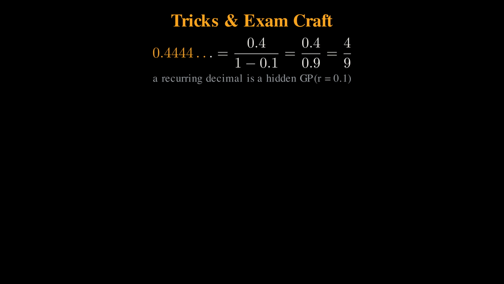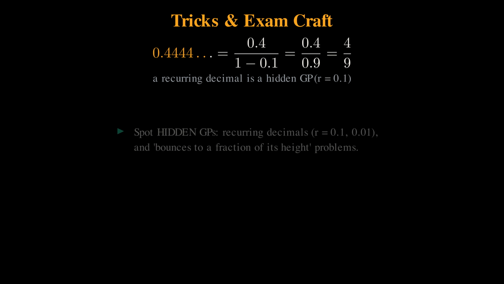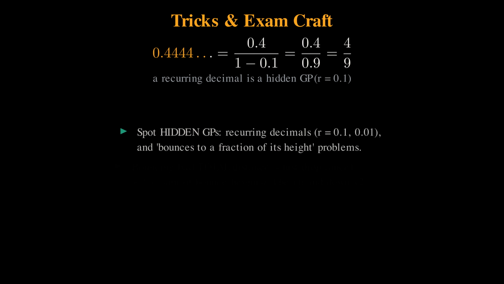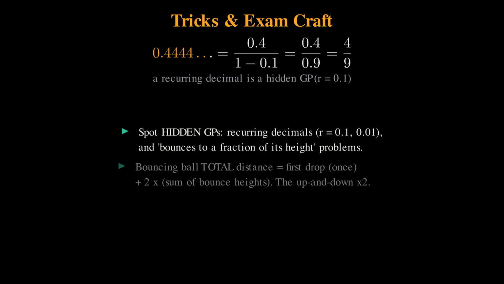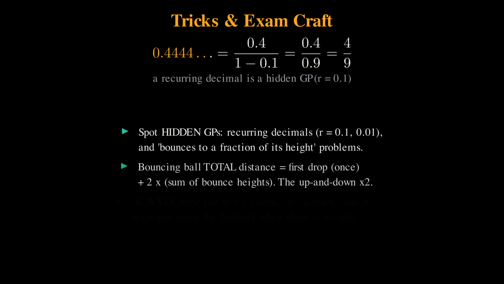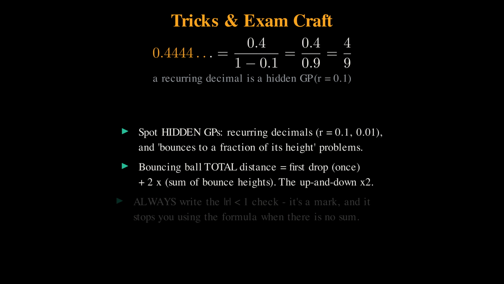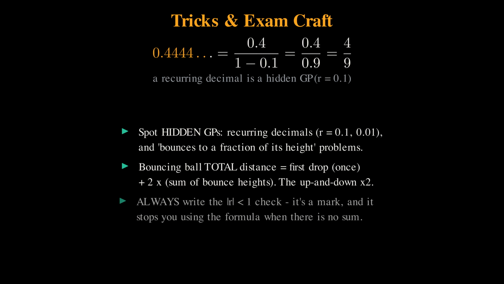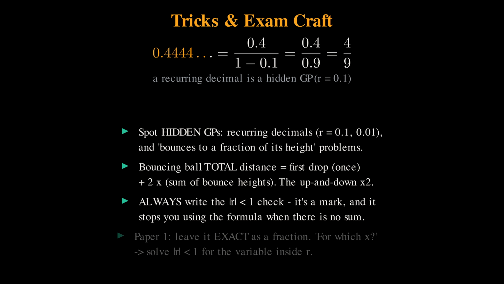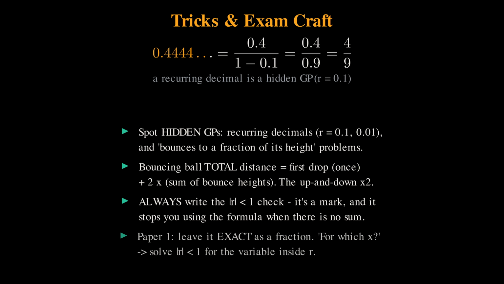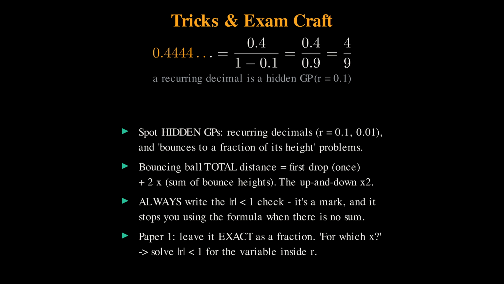4 quick rules to bank. 1. Spot hidden GPs, recurring decimals, and bouncing balls. 2. For a bouncing ball total distance, it's the first drop once, plus twice the sum of the bounce heights. The up and down doubles everything after the drop. 3. Always write the absolute value of r less than 1 check. It's a mark on its own. And 4. On paper 1, leave your answer exact. And when a ratio hides a variable, just solve the size of r below 1.